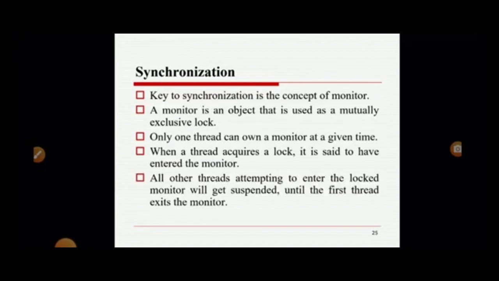So what is the key to the synchronization process? The key to the synchronization process is monitors. A monitor is an object that is used as a mutually exclusive lock. It acts as a lock, so only one thread can own a monitor at a given period of time. When a thread acquires a lock, it is said to have entered the monitor. All the other threads attempting to enter the locked monitor will be suspended until the first thread exits from the monitor. So first it gets the lock, and all the other threads should wait. They won't get access. After this particular thread completes its work, other threads can enter the monitor.